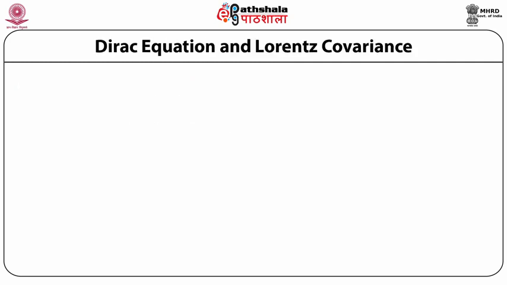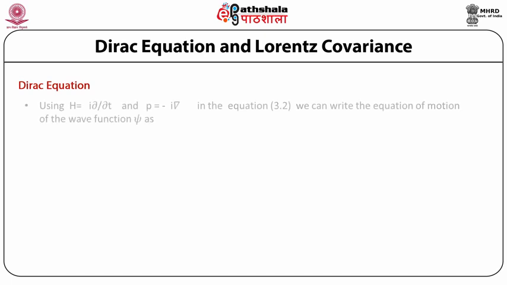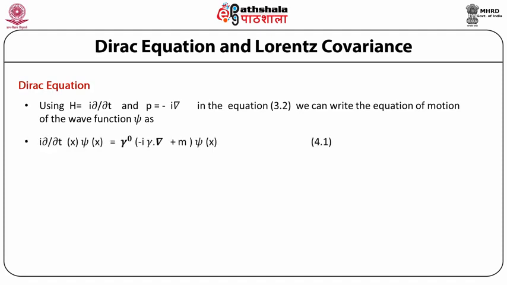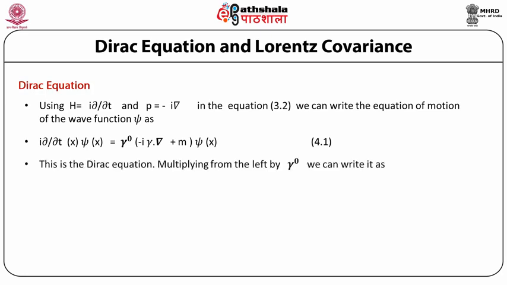Dirac equation and Lorentz covariance. Dirac equation: if you put the Hamiltonian equal to i d by dt and take the momentum vector as minus i del in equation 3.2, we can write the equation of motion of the wave function psi as i d by dt psi of x is equal to gamma naught times minus i gamma dot del plus m into psi of x. This is the Dirac equation. Multiplying from the left by gamma naught, we can write it as i gamma mu d mu minus m operating on psi of x is equal to 0.